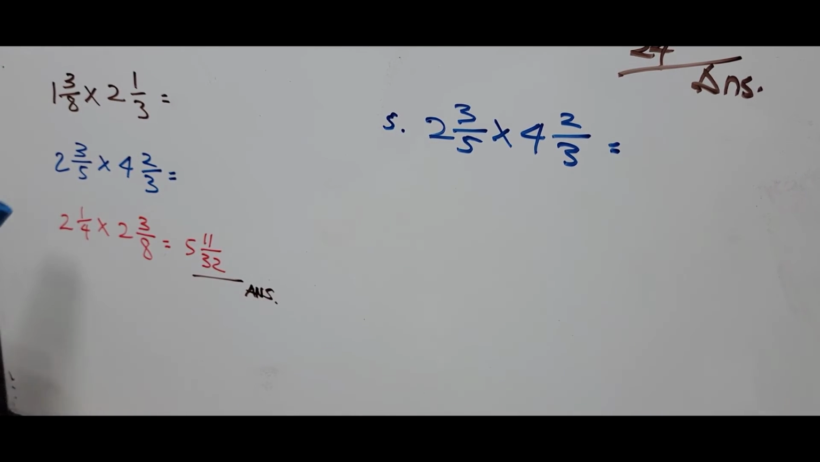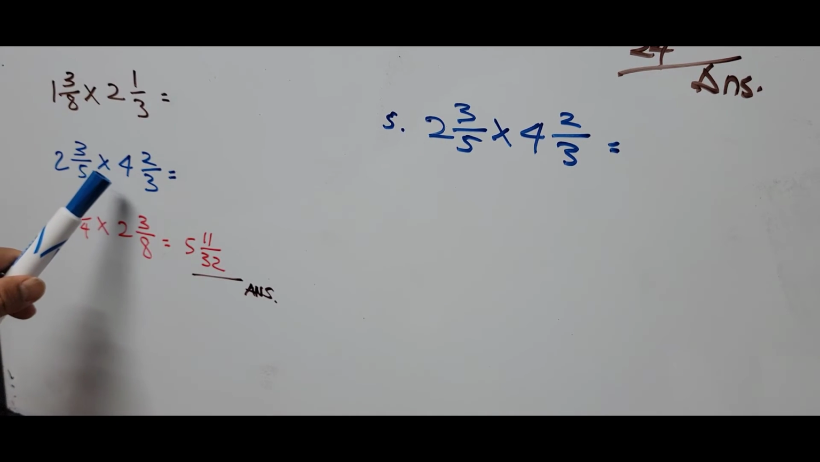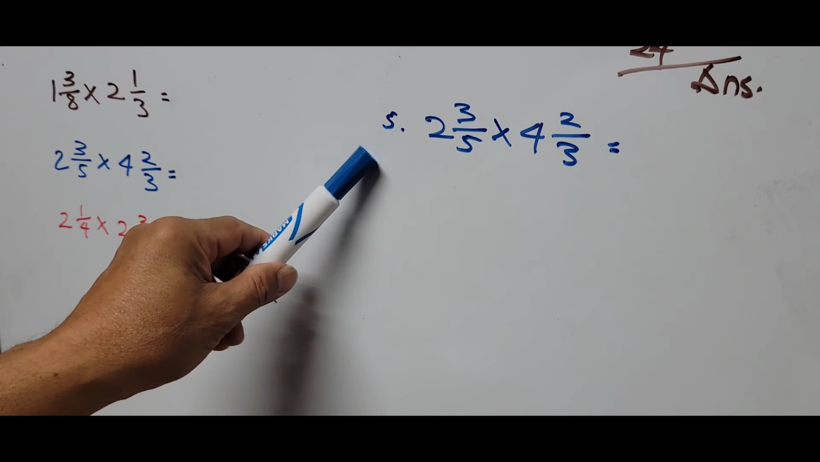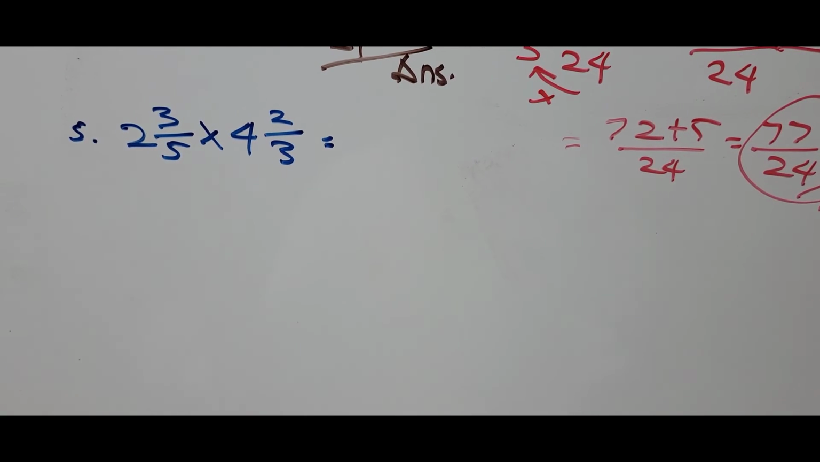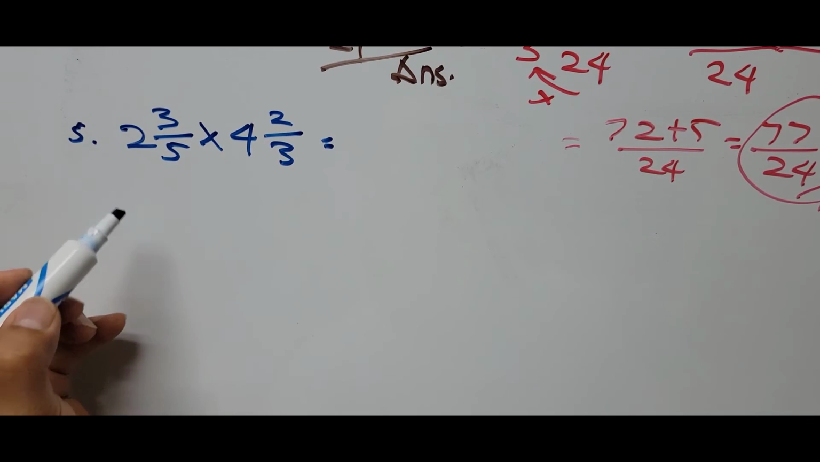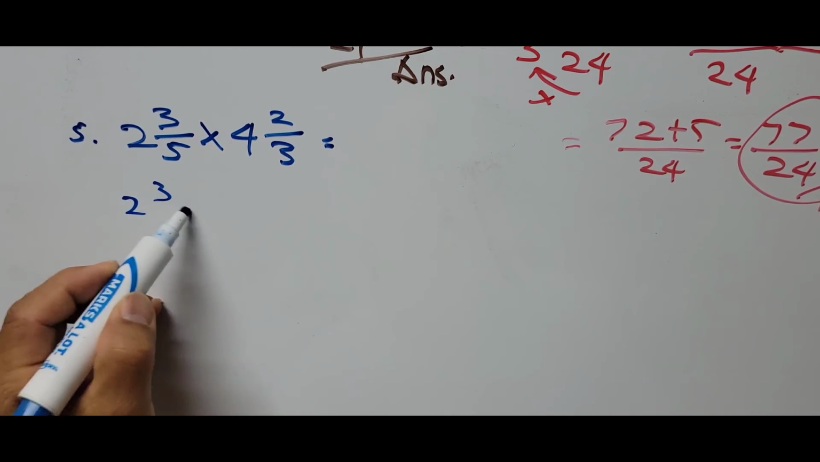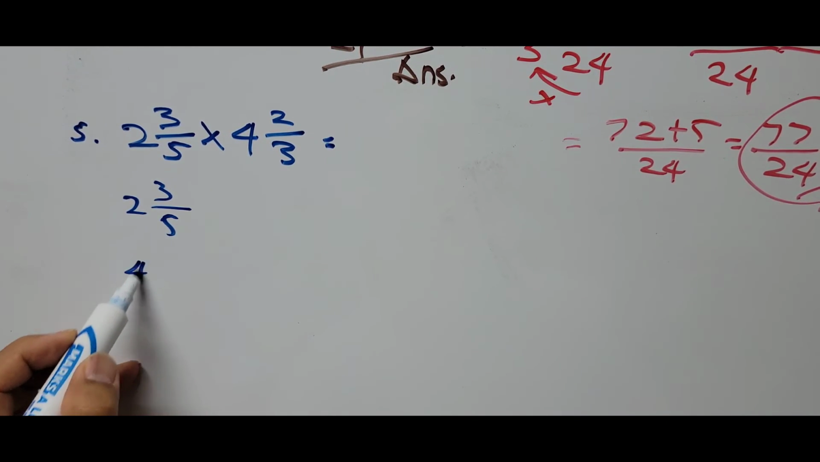So you are now on problem number 5. We are solving this now second example from earlier. 2 and 3/5 multiplied by 4 and 2/3. So that's what we have here now. Okay, let's do it. So once again, convert that into an improper fraction. 2 and 3/5 and 4 and 2/3.